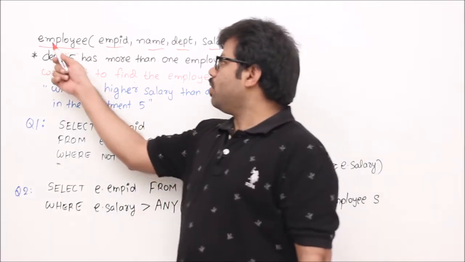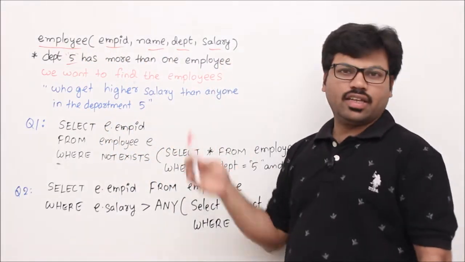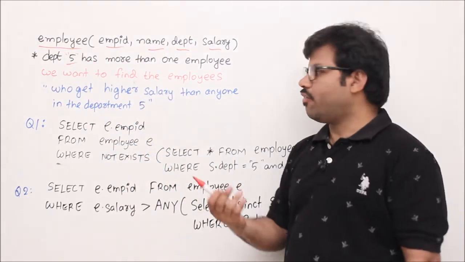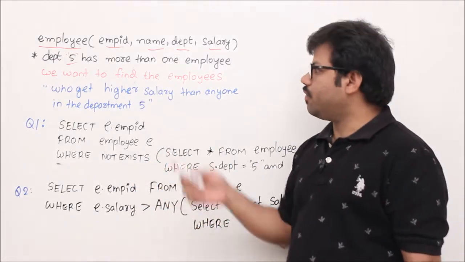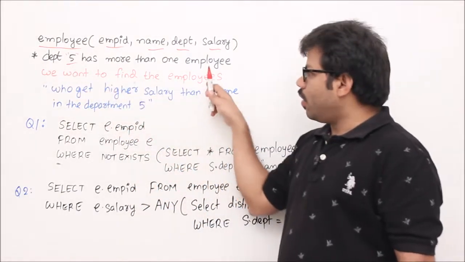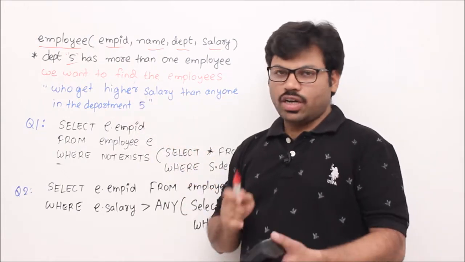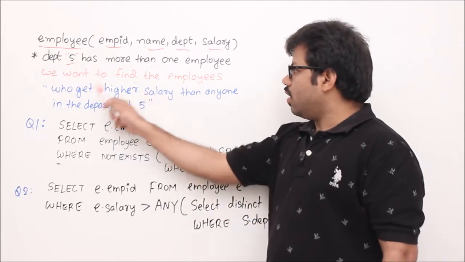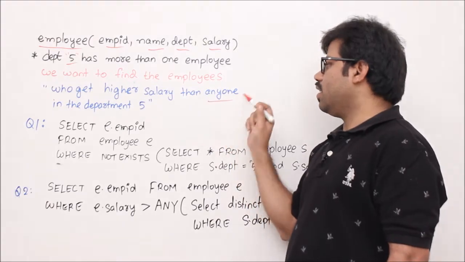Let's solve this problem. The employee table is given with employee ID, name, department and salary. Easy to understand. Department 5 has more than one employee. Okay, fine. I think we are going to use department 5 in the queries; that's why they gave it. Now we want to find the employees who get higher salary than anyone in department 5. Try to understand the requirement clearly.